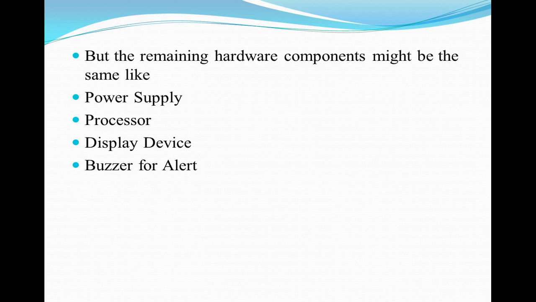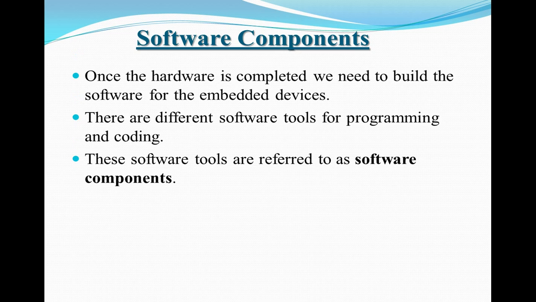So the power supply is required as the main supply for your application. The processor is required, whether you are going to use a microprocessor or a microcontroller to dump the circuit or to dump the software in it. Then next we are going to use the display device. Likewise, we have seen the LCD, if you are going to use the LCD to display. And afterwards, just to indicate something to the user, we are going to use a buzzer for alert purposes. So these are the common factors which you are going to find in the hardware components.